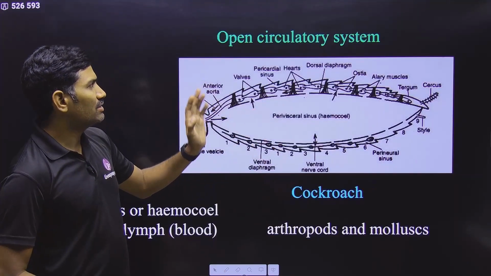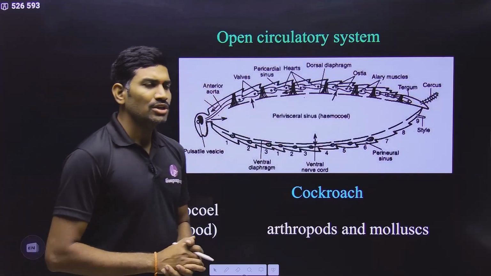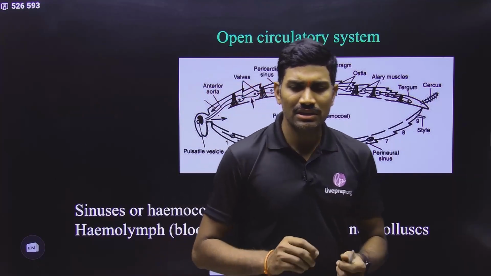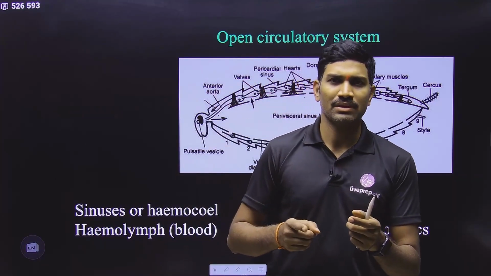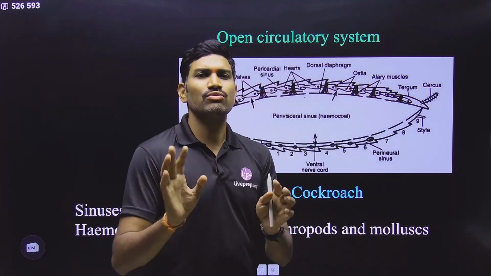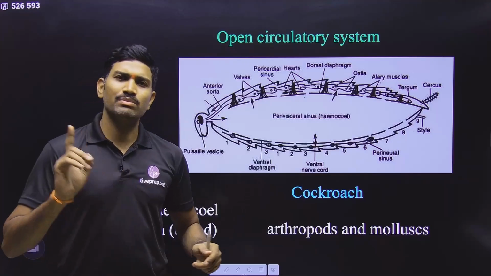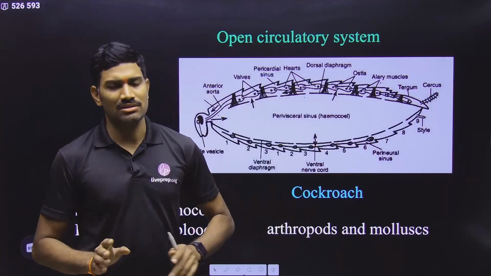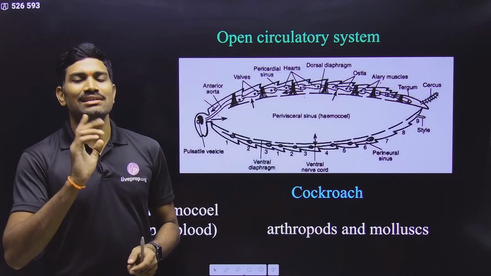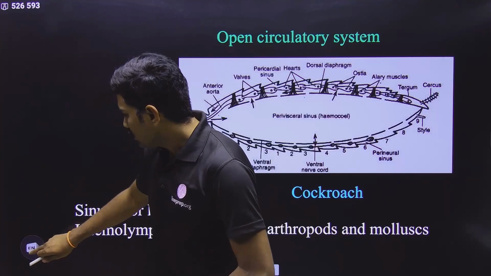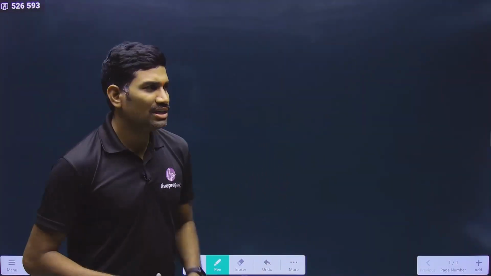And now we are going with the open circulatory system. So what is this open circulatory system? Here circulation is taking place. Blood or tissue fluid, whatever it is, is being circulated in the body. But how exactly is it circulated? Now let us see. First we will see the human so that you can easily understand this.